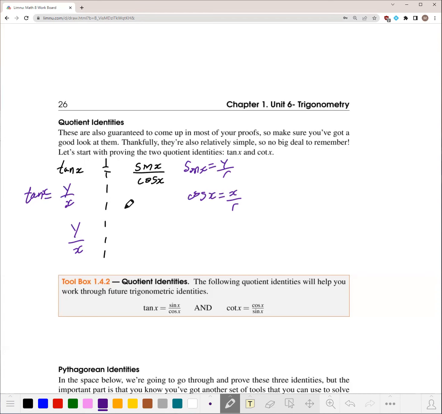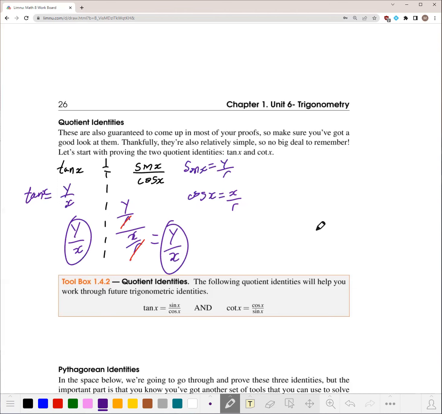So that means this is equal to y over r over x over r. If we do the math here, our r's cancel out. And so this is equal to y over x. And so our two sides are exactly identical. Yay, that proves that they are truly the same thing.